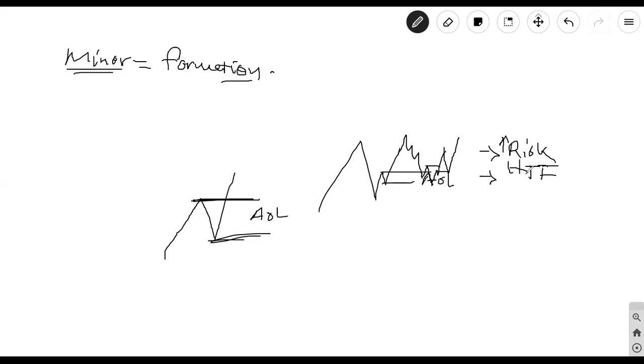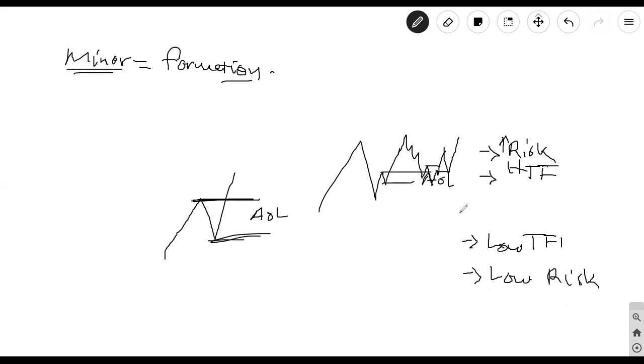But if you want to use it as an entry, it must be in a lower time frame, because a lower time frame offers what? Low risk, which is the second category. So it has to be with low risk. You must understand that.